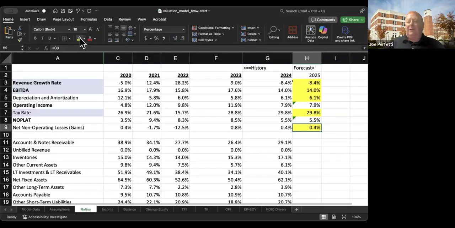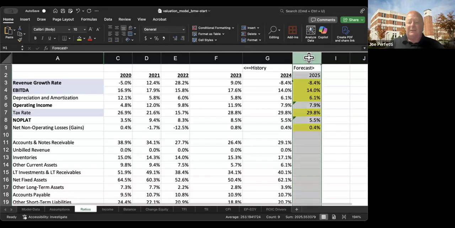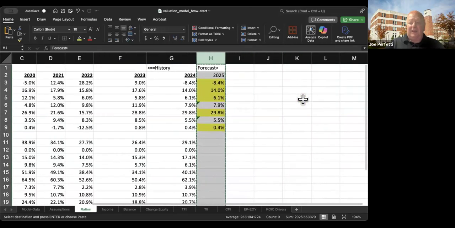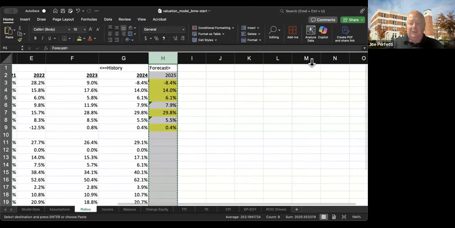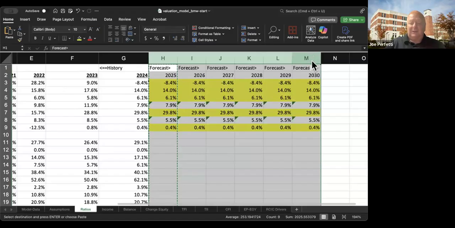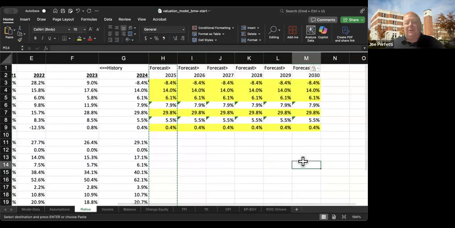Right? So what I want you to do once you've done that is take column H, select it, copy it, go over to column M, select and paste. And so we're just going to repeat those ratios for 5 additional years. So we now have 6 years of forecasted ratios for BMW's income statement.